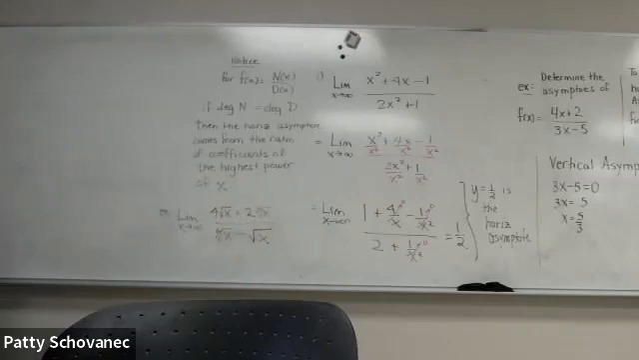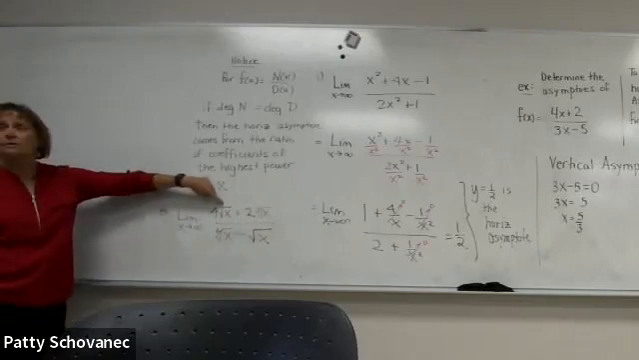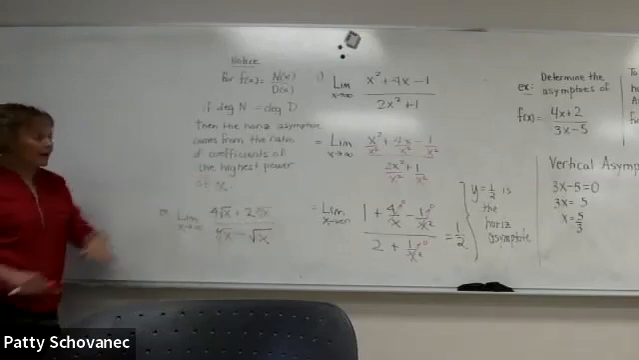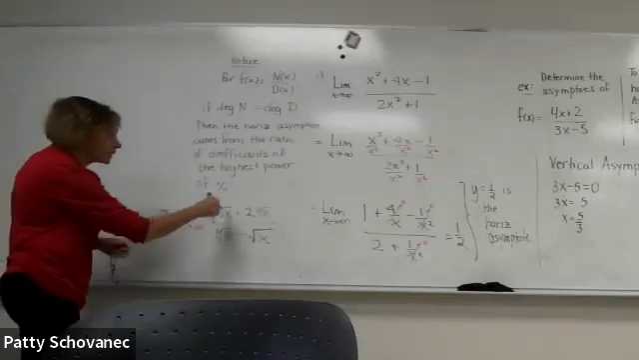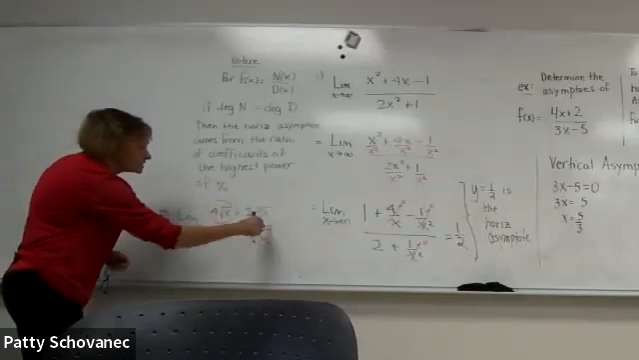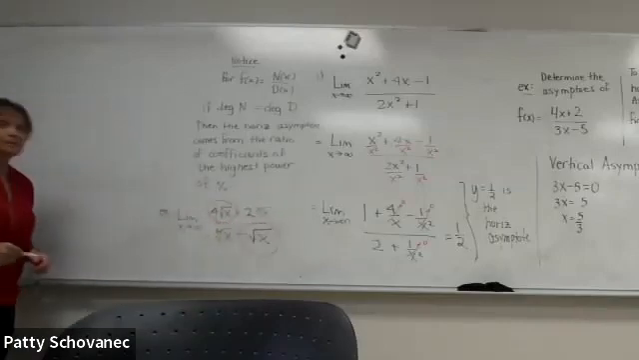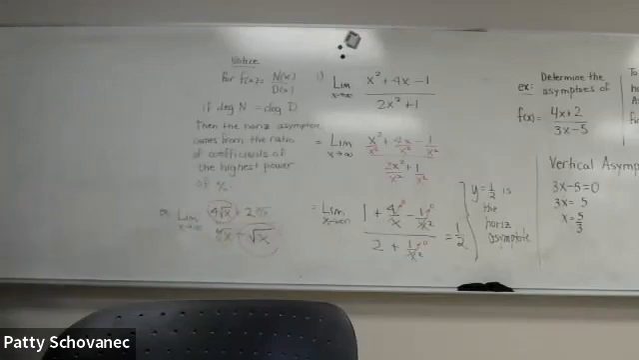Which x has the highest power on the top? The square root of x. And the highest power on the bottom? Square root of x again. The highest power in both cases is the square root of x. And so when I take the limit, one step that I can do is divide all four terms by the square root of x and see what reduces.